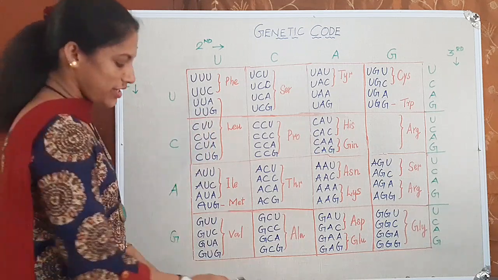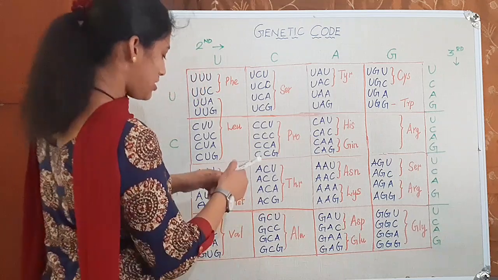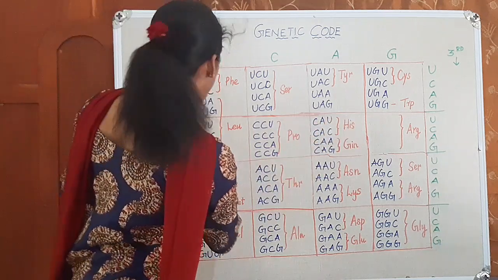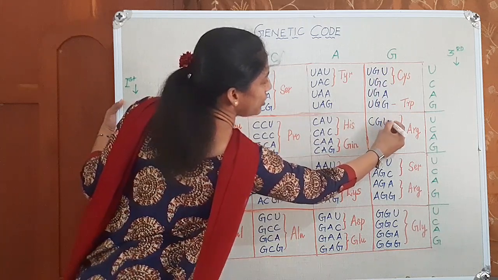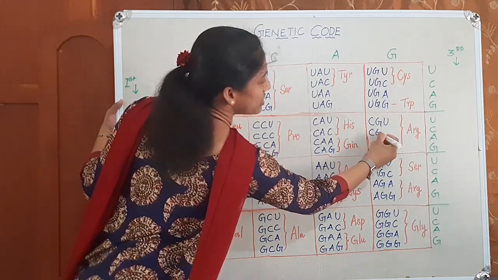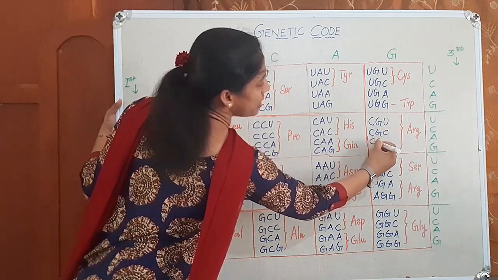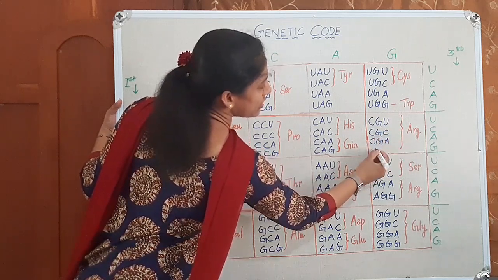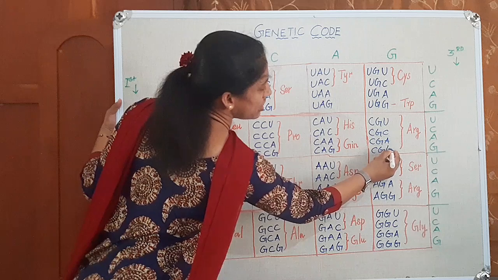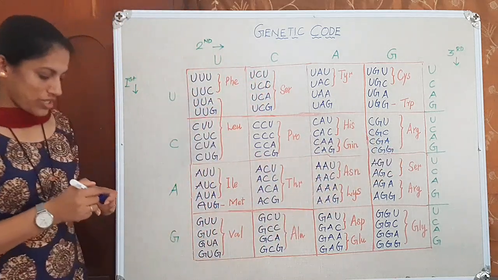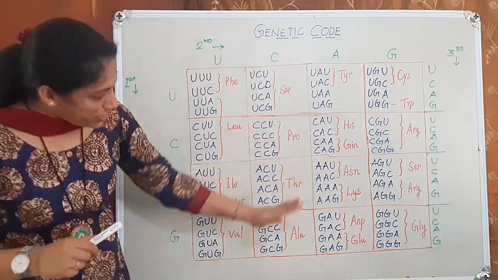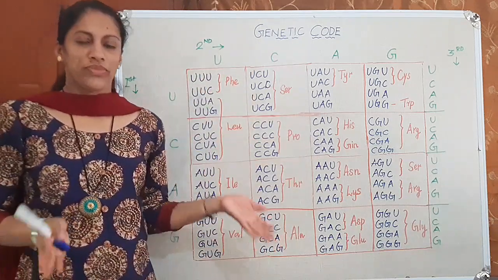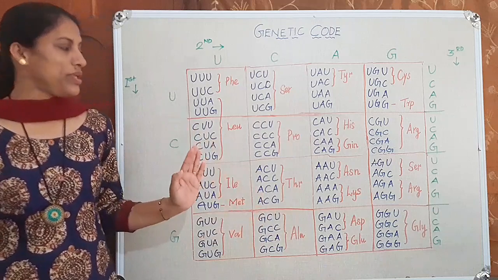Then see, we can fill it here. First letter is C, then second is G, then U: CGU, then CGC, CGA, last one CGG. This I kept as such. Anyway, this way you just try at home to prepare this table.